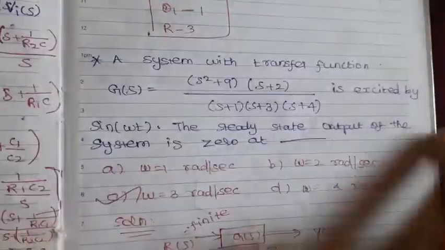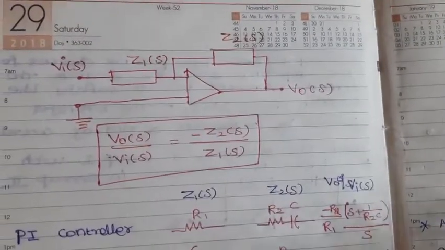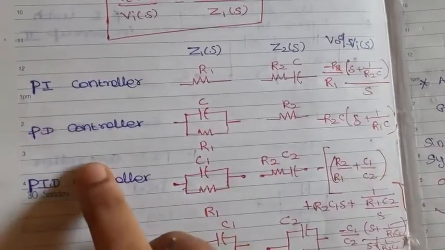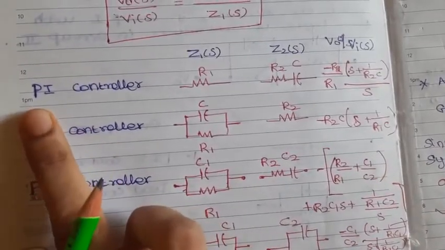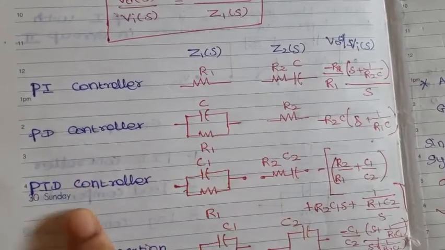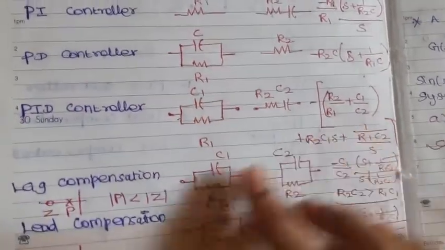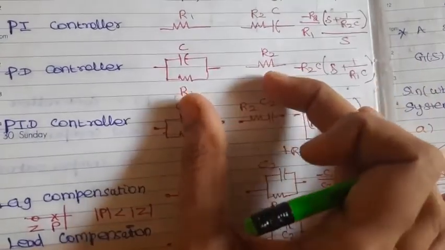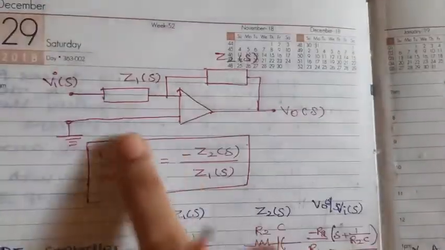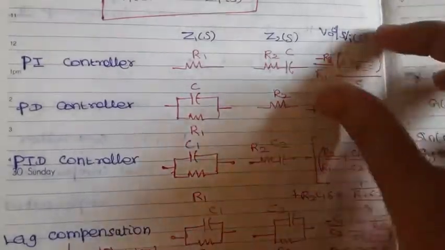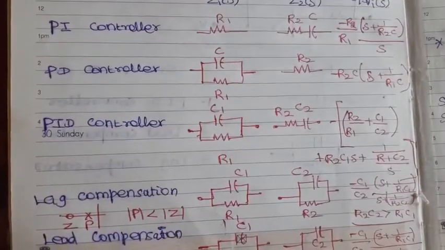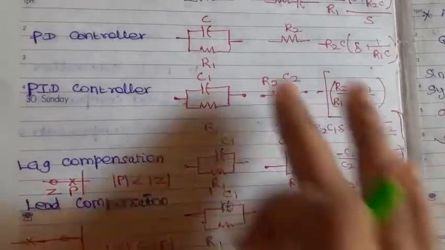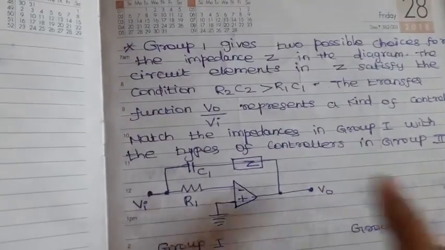Before that, we are going to see this: V0 of s by Vi of s, and how the PI controller, PD (proportional differentiation) controller, PID (proportional integral differentiation) controller, lag compensator, lead compensator arise. So this is the general Z1 of s and Z2 of s, and then the transfer function of this. If you want it, you can take this as a screenshot. Then what is given?